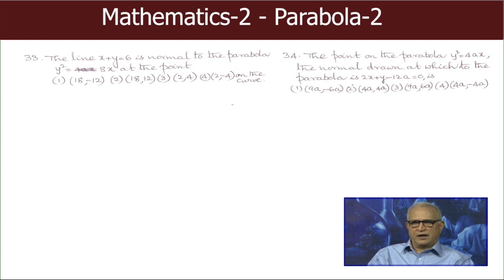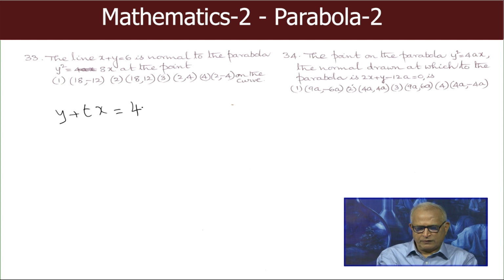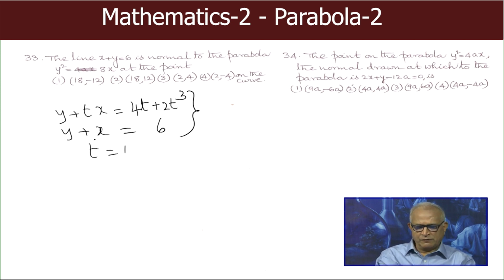Well, you know the equation of the normal: y plus tx is equal to 2at plus at cubed, that is 4t plus 2t cubed. Here a is 2, so 2at plus at cubed is 4t plus 2t cubed. This is a normal to the parabola y square equal to 8x at the point t on the parabola. See, for what value of t is this same as the line x plus y equal to 6? When you compare these two, you find t equal to 1. For t equal to 1, here also 4t plus 2t cubed is 6. So, therefore, this is the normal to the parabola at the point t equal to 1.